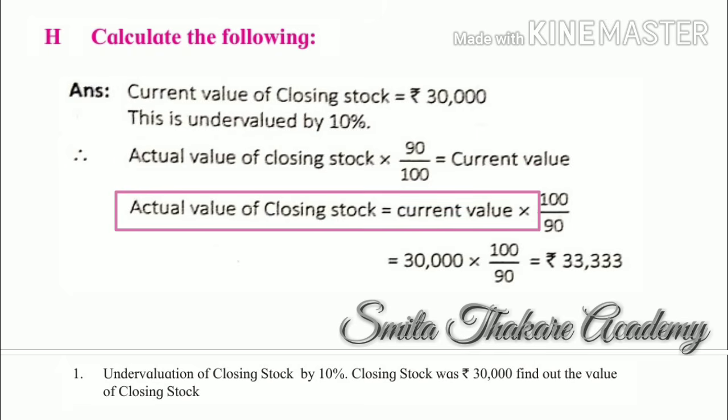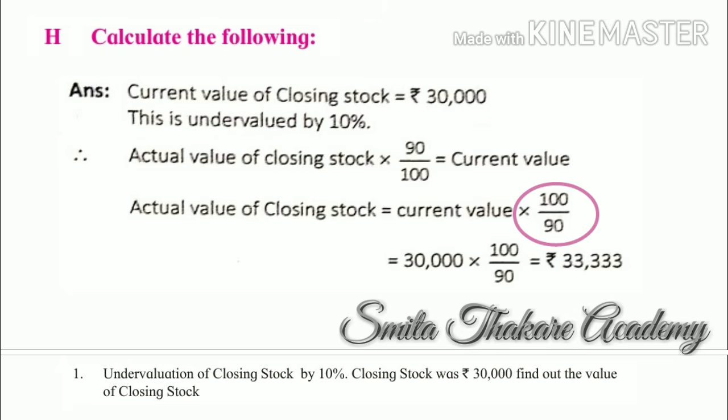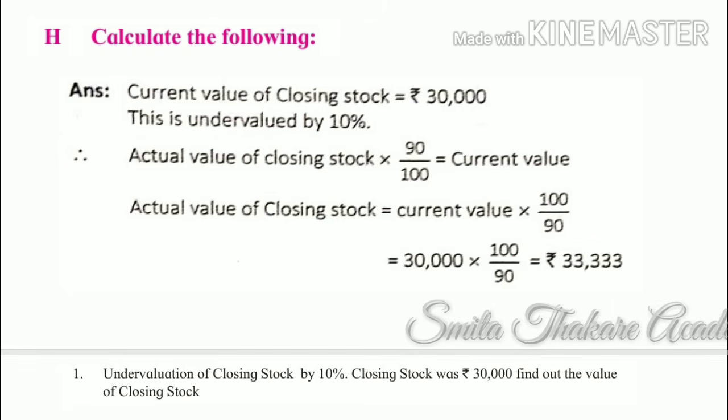Actual value of a closing stock is equal to current value into 100 divided by 90. So the ultimate answer will be 30,000 into 100 divided by 90, that is rupees 33,333.